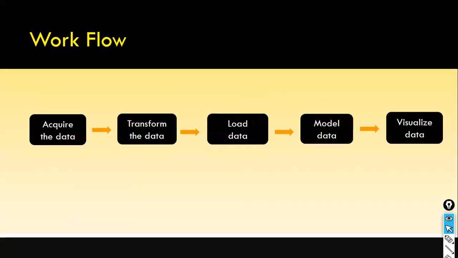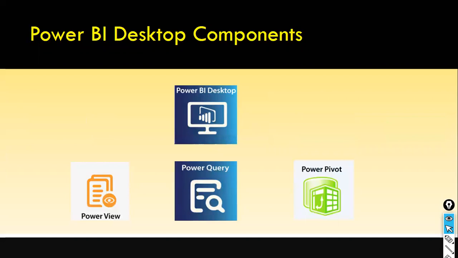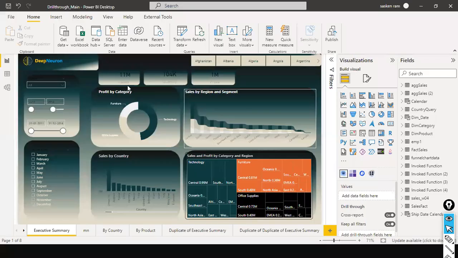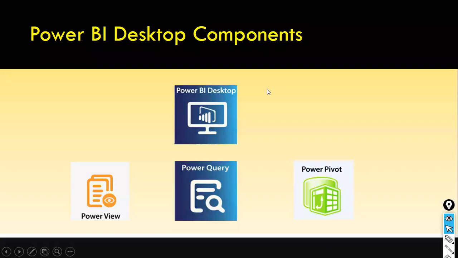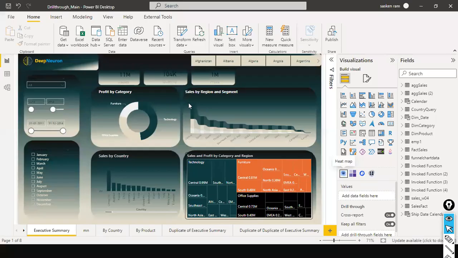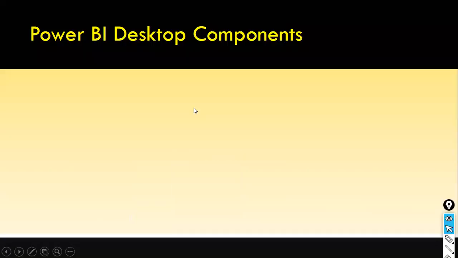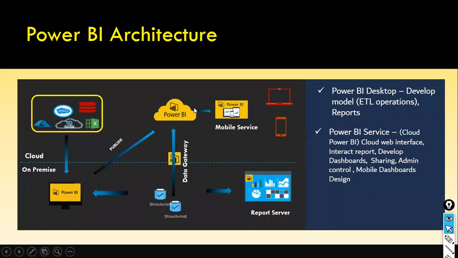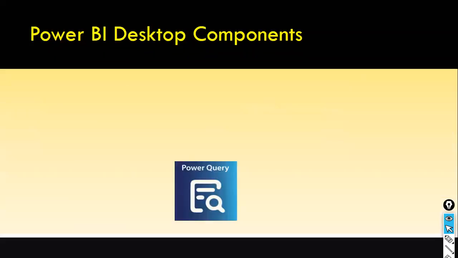The next one is the desktop, Power BI desktop components. Look here, this is what your Power BI desktop. This is what your Power BI desktop. And there are 3 components as part of this Power BI desktop itself. See here, I've discussed as part of the architecture, we have seen this one. This is one component I said, and this is another component. This is another component, another component. But within this Power BI itself, there are 3 components. So what are those 3 components?